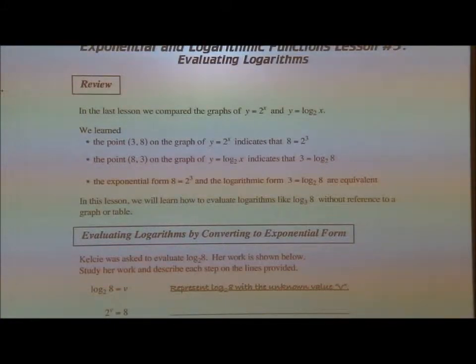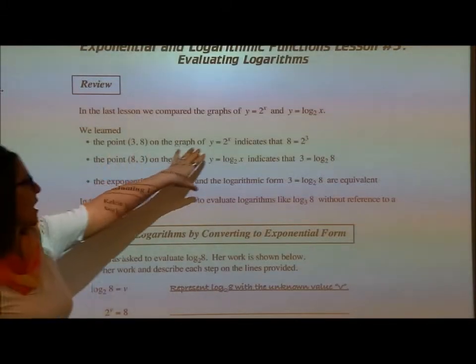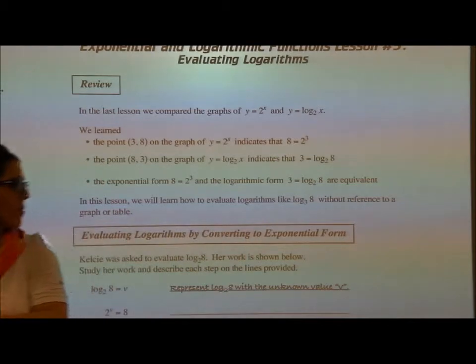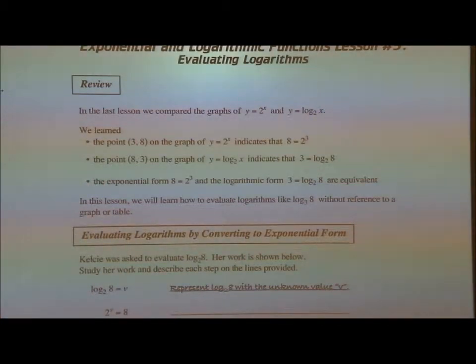Logarithms. So in lesson 4, we were looking at going from exponential form to logarithmic form. So we looked at the form y equals 2 to the power of x and y equals log base 2 of x. We learned that the point (3, 8) on the graph of y equals 2 to the power of x represents 8 being equal to 2 to the power of 3. And the point (8, 3) on the log graph indicates that 3 is equal to log base 2 of 8. So the exponential form 8 equals 2 to the power of 3, and the logarithmic form 3 equals log base 2 of 8 are equivalent.